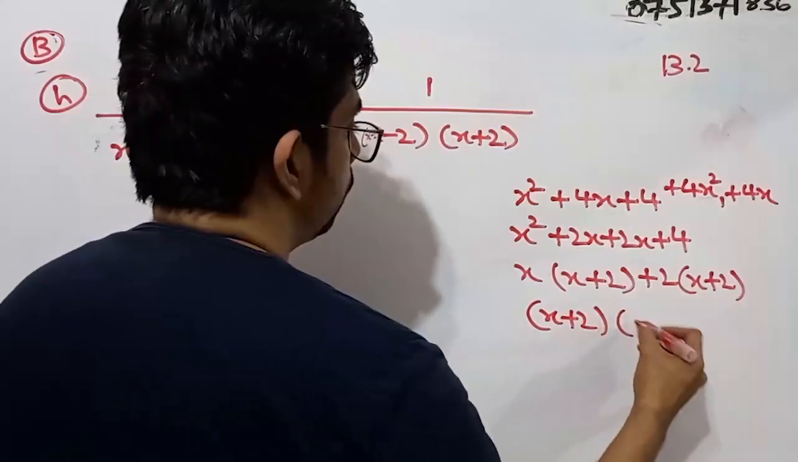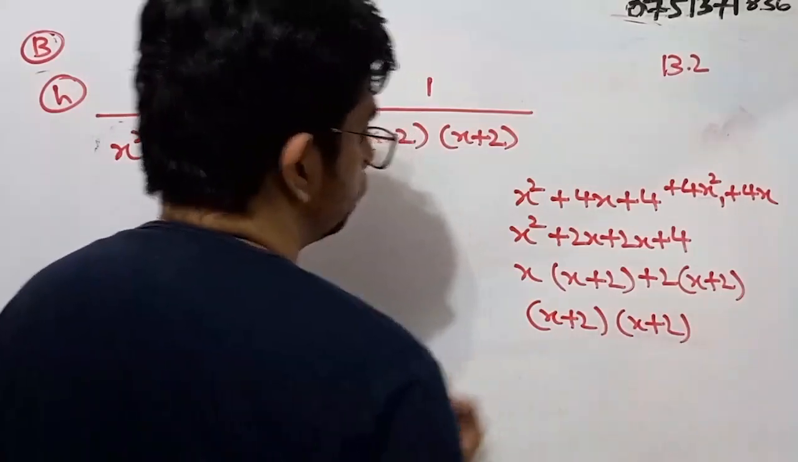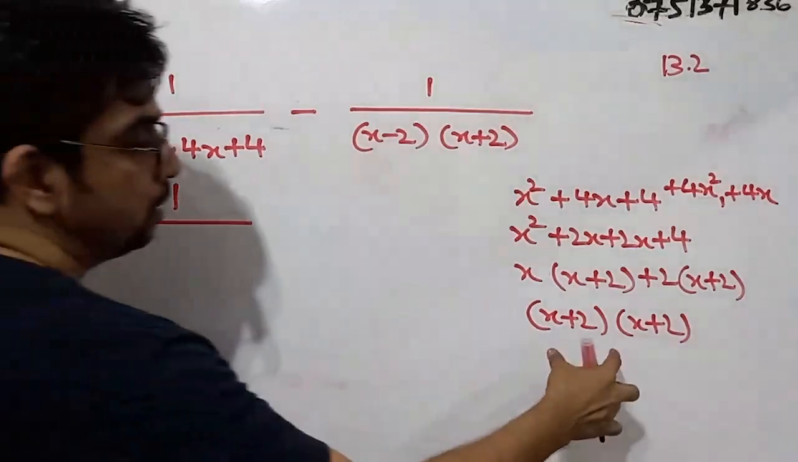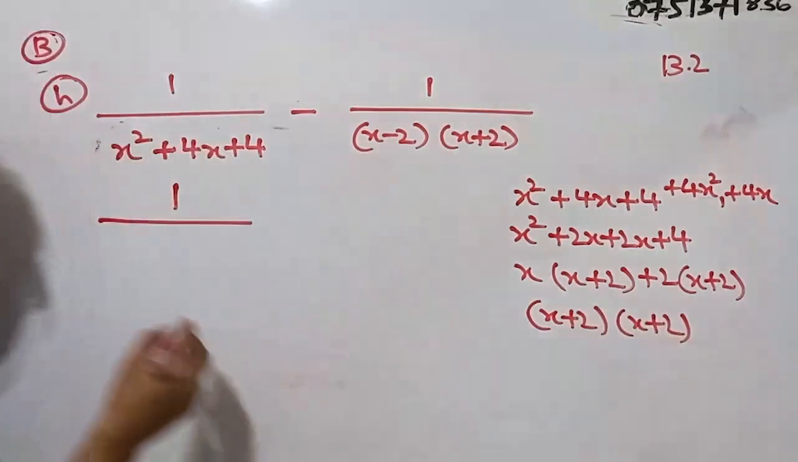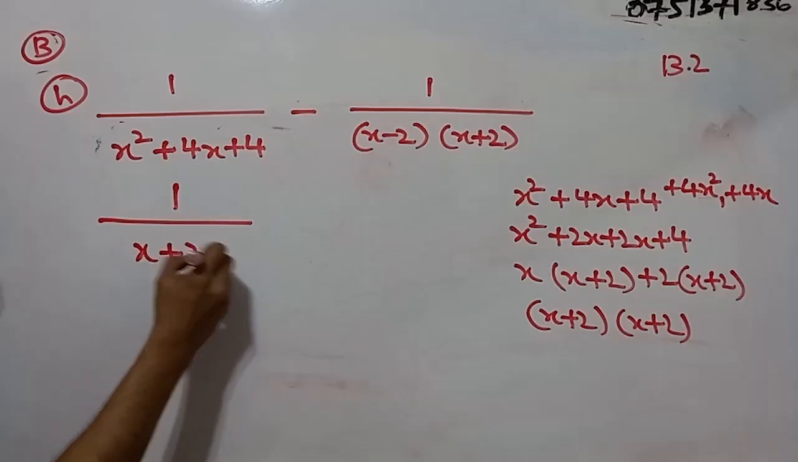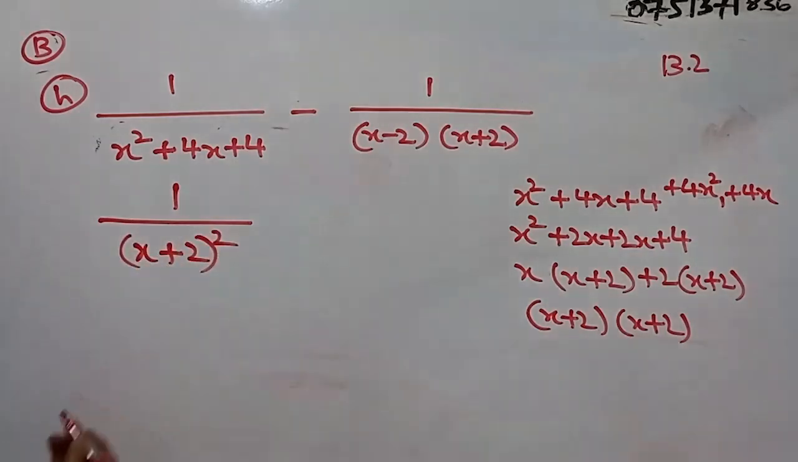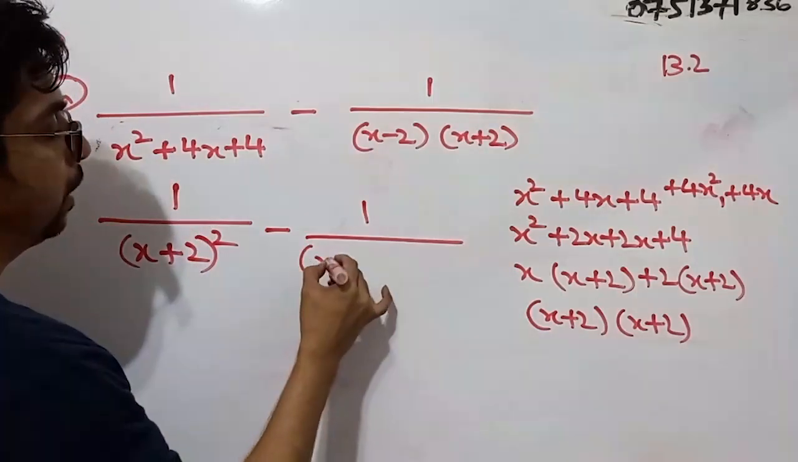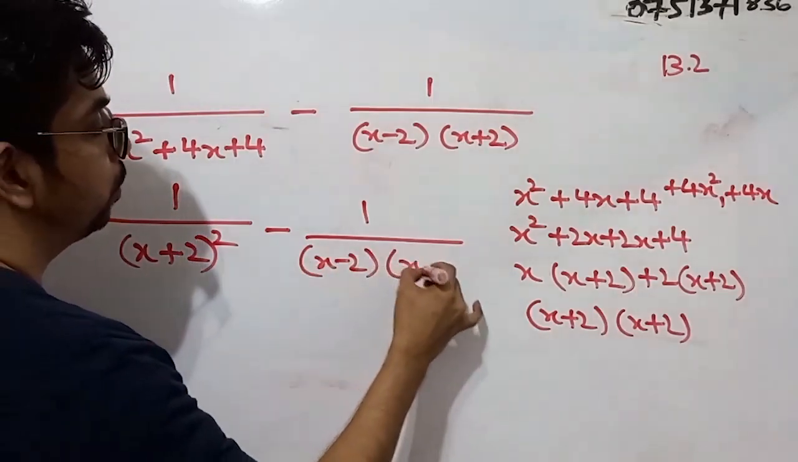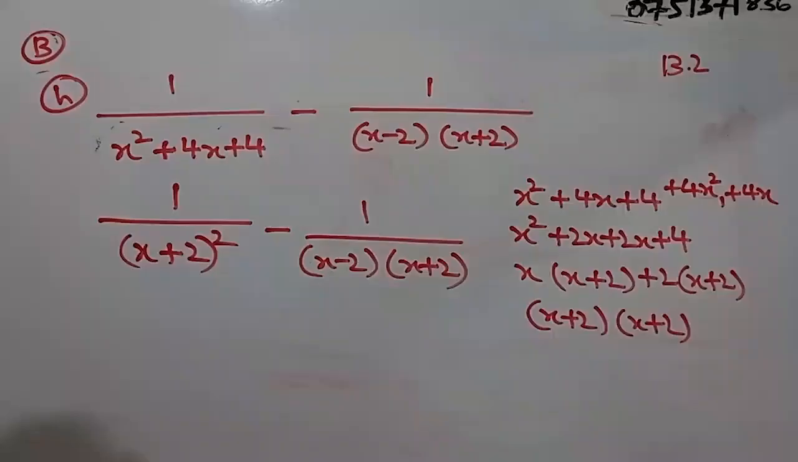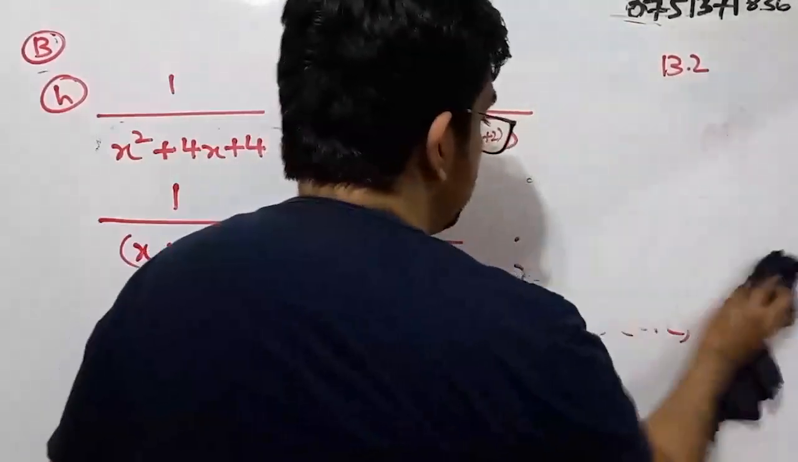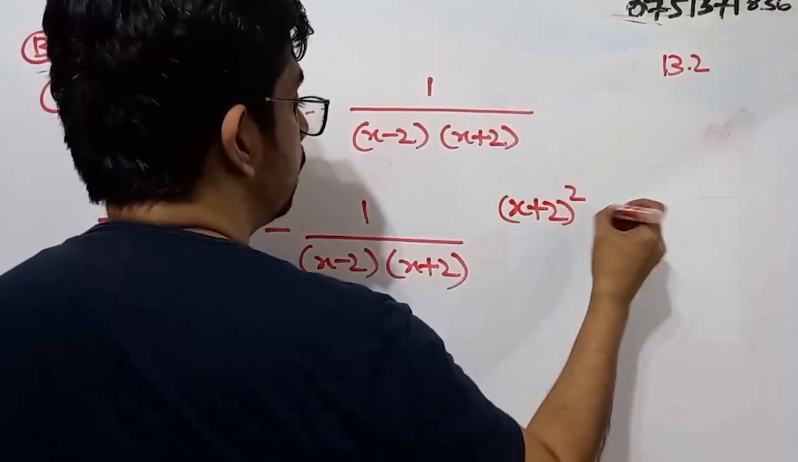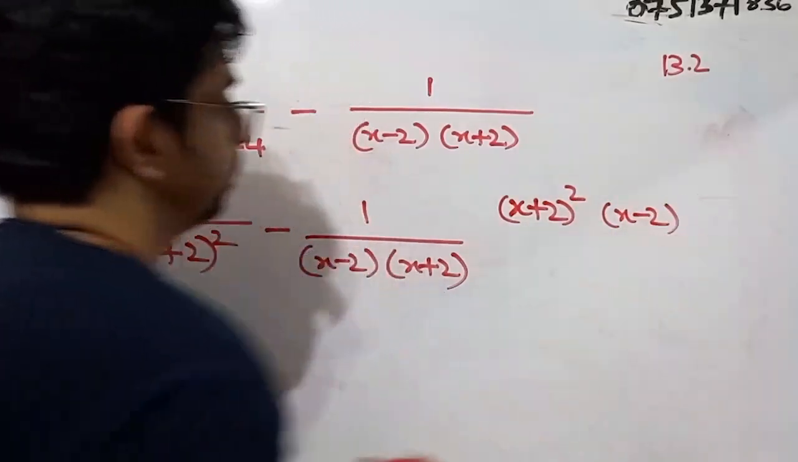x plus 2 into x plus 2. Right. So we can write 1 divided by, since we have x plus 2 into x plus 2, we can rewrite this as x plus 2 entire expression raised to the power 2, minus 1 divided by x minus 2 into x plus 2. Okay, so what's the least common multiple? x plus 2 squared and x minus 2.